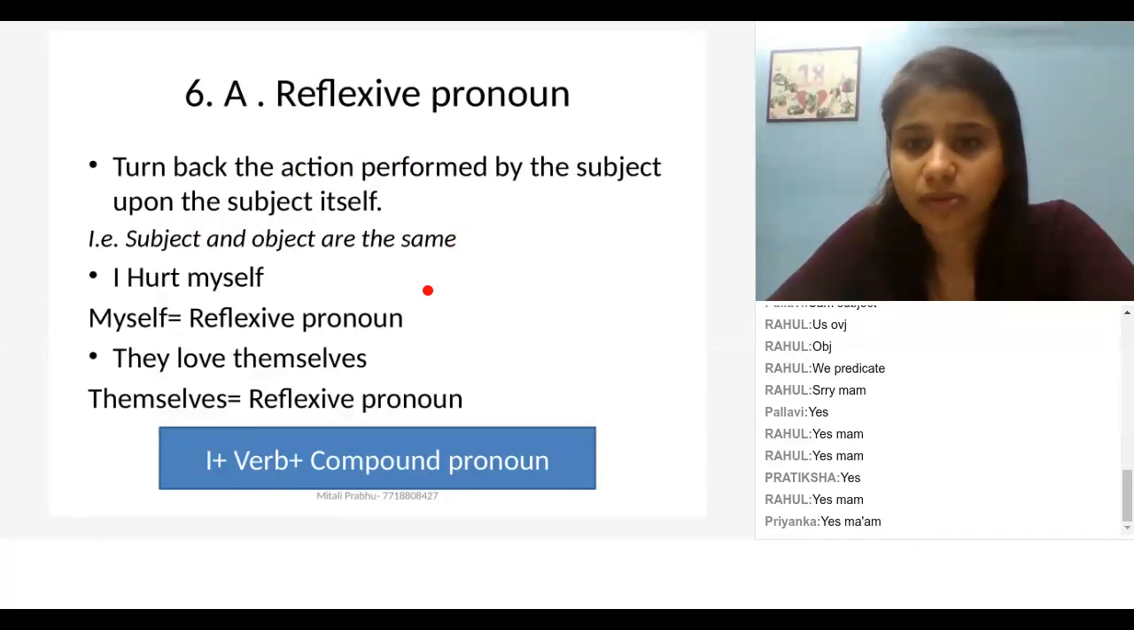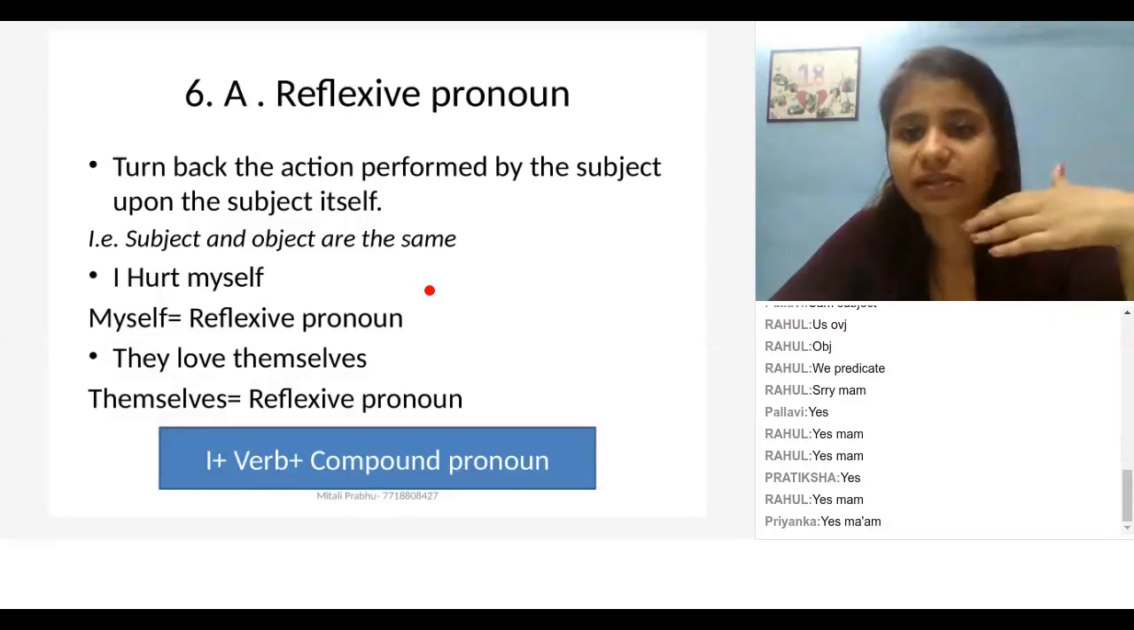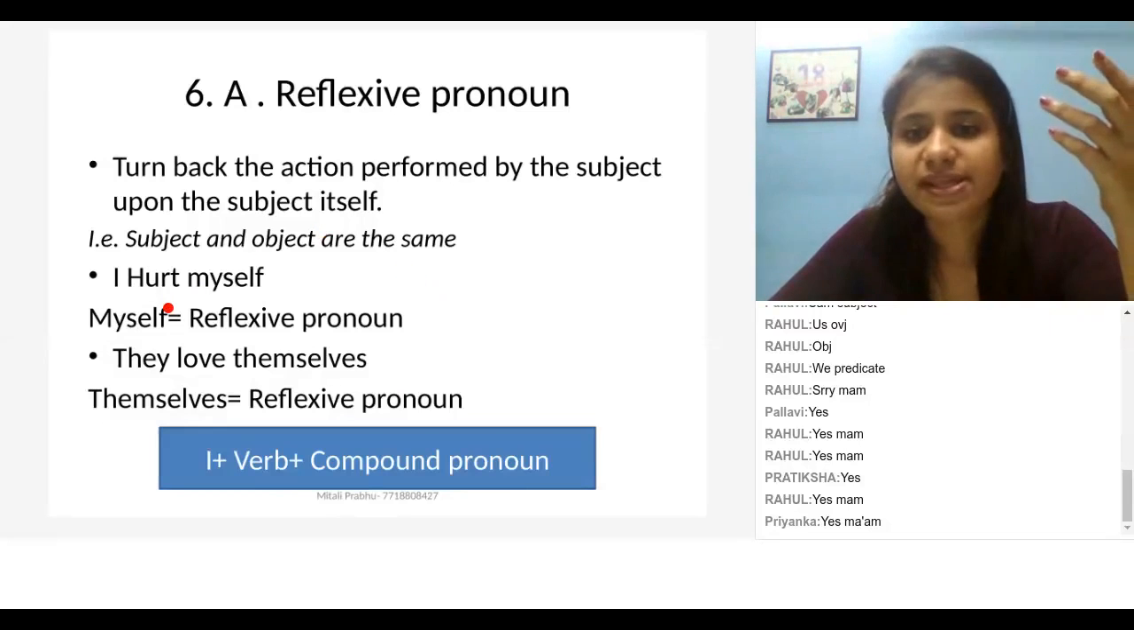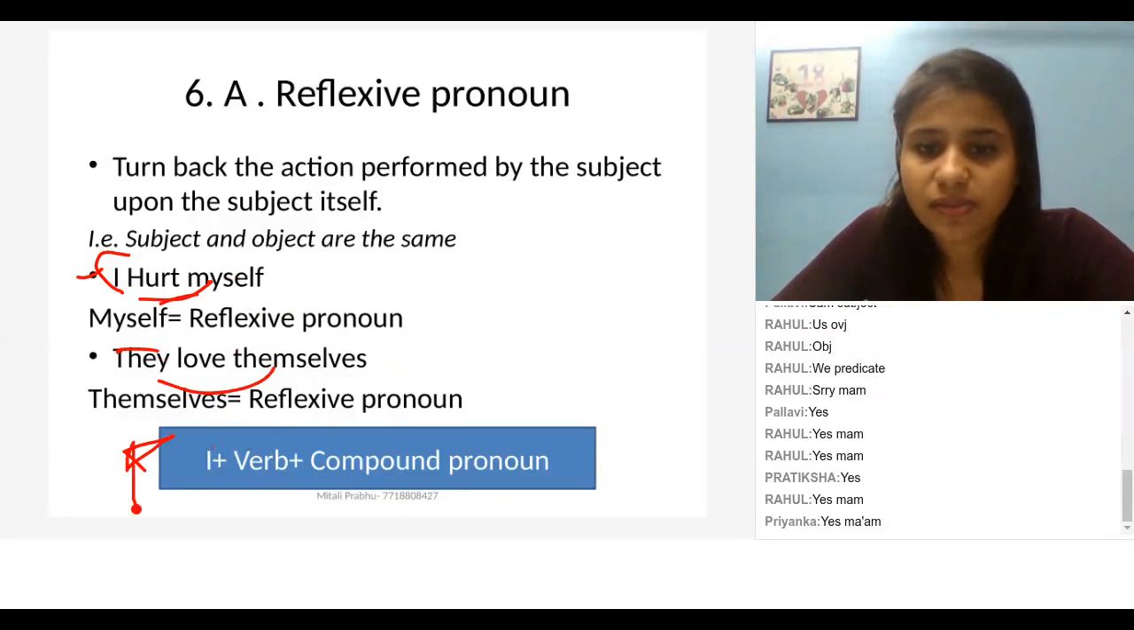Now reflexive pronouns. Okay. Whenever there is a subject and that subject is performing an action on itself, you say it is reflexive. So if I say I hurt myself, so whom did you hurt? You hurt yourself. Okay. So this is reflexive. Now this is the subject and the subject is performing action on itself. So it becomes a reflexive pronoun. They love themselves. So again, it's going to be a reflexive pronoun. Okay. And the structure with reflexive pronouns is you'll have an I or they or whatever for a subjective case, then there'll be a verb, and then there'll be that compound pronoun, themselves, myself. Okay.